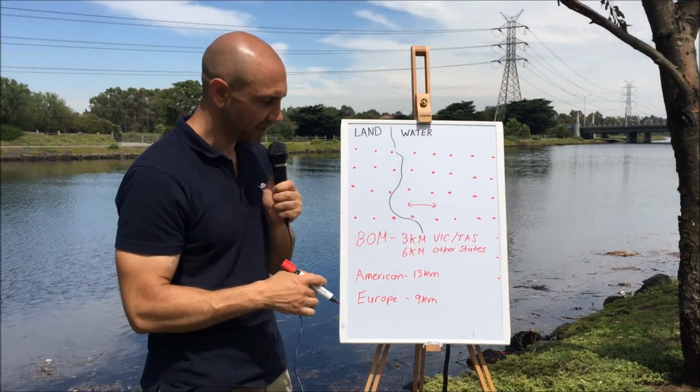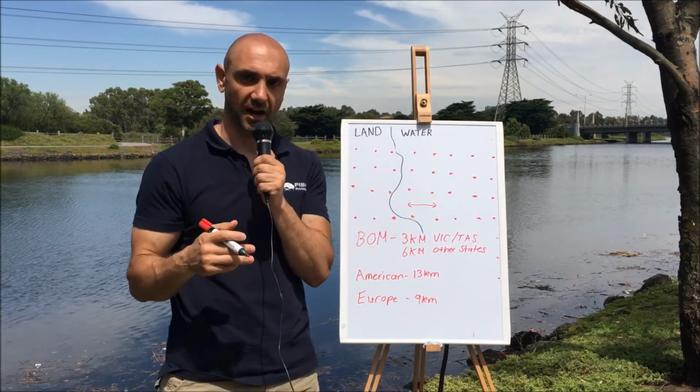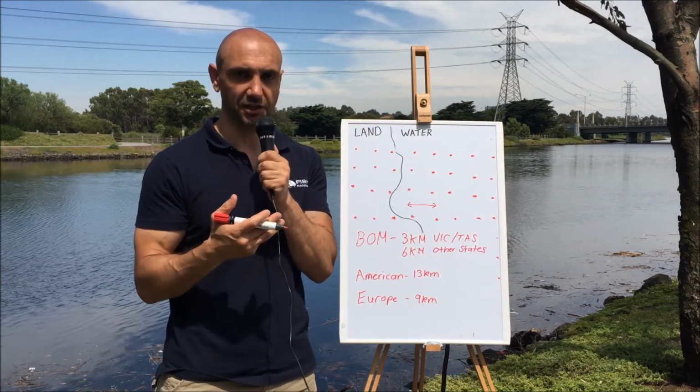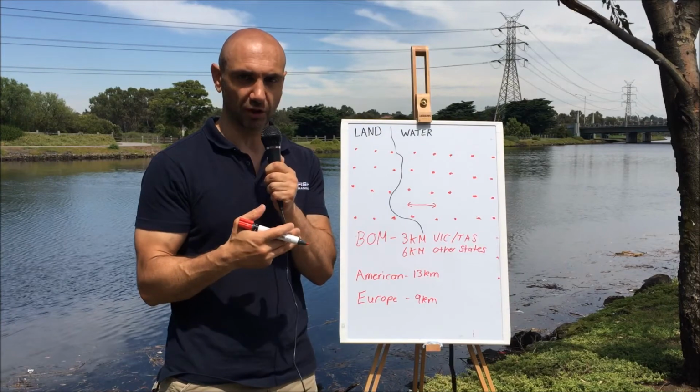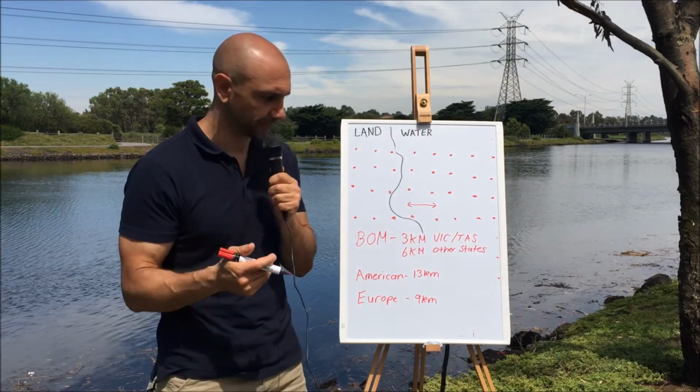The American model has a resolution of 13 kilometres and the European model has a resolution of 9 kilometres. So on top of the raw resolution, the BOM forecast data, meteorologists in each state actually review it and make manual adjustments based on their experience of local weather systems before they release it. So that improves the quality again.